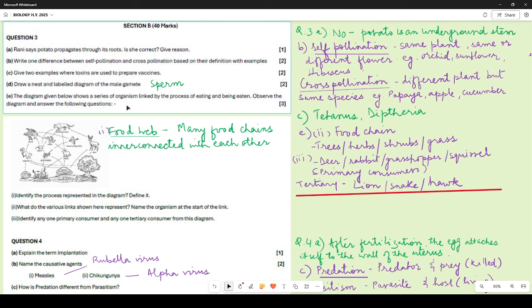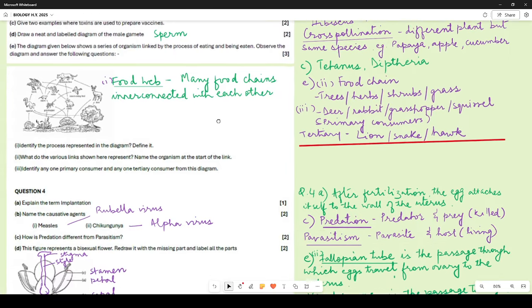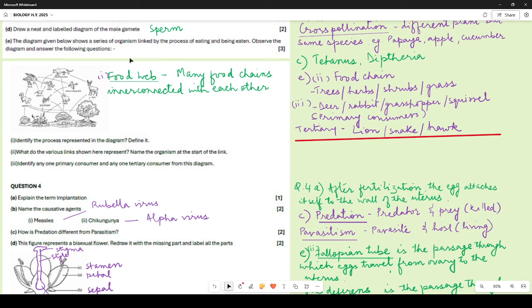The diagram given below shows a series of organisms. Here food web was written in the question paper. It was just given to confuse you, to see whether you are able to understand it by looking at it. Those who were smart wrote food web and defined it. Food web consists of many food chains that are interconnected with each other. That is the process you had to identify over here.